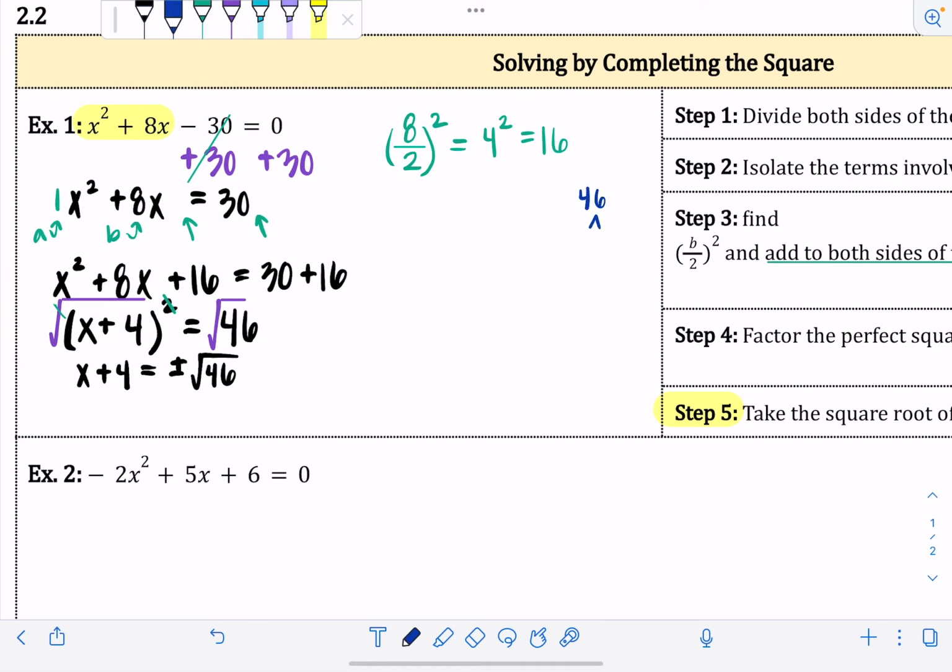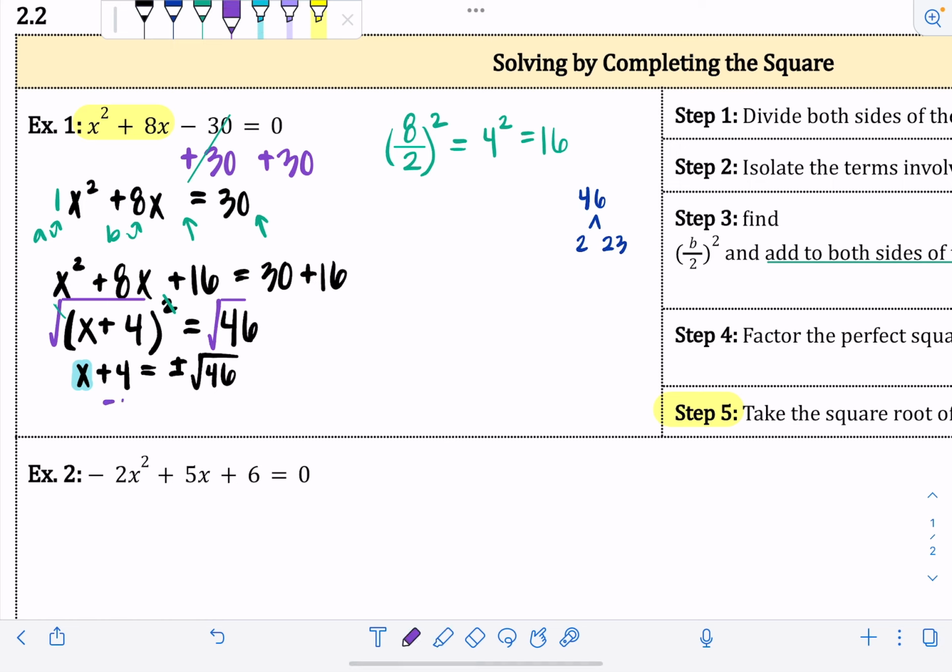So 46, it's even, so I know I can divide it by 2. So it'd be 2 times 23. And then 23 is prime, so I can't go any further, and I don't have any pairs in my factor tree, so that just means that we can't simplify the square root of 46. So we just have to work on isolating the x.